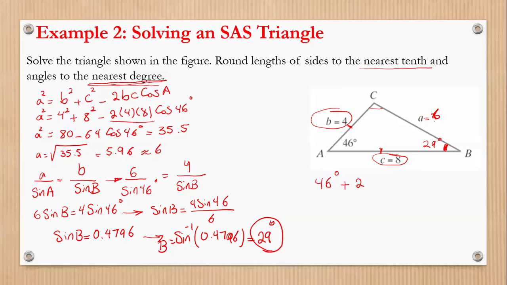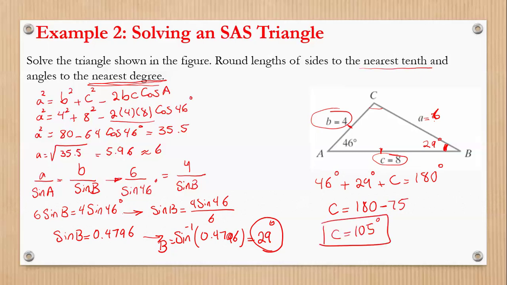180. And that's easy to find the third angle because angle C is 180 minus these two, and 46 plus 29 is 75, and 180 minus 75 is 105. So the angle C is also 105 degrees. And now we are done. So I'm going to follow the 3 steps.